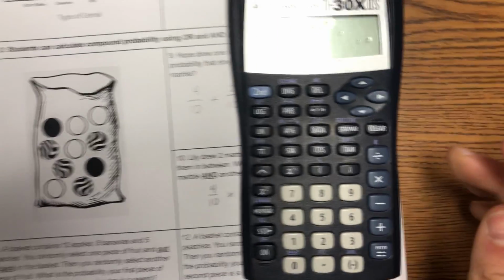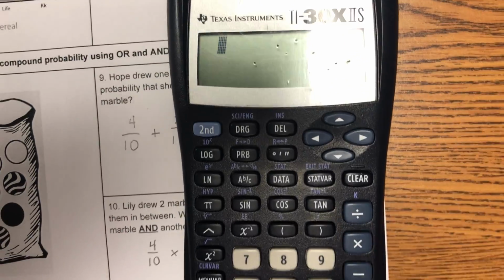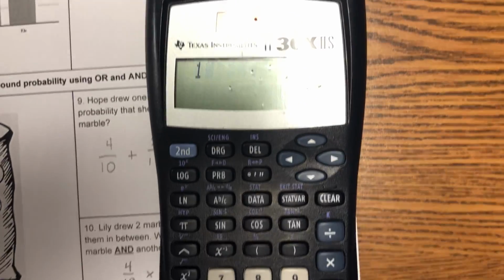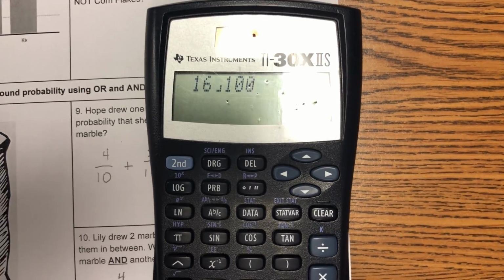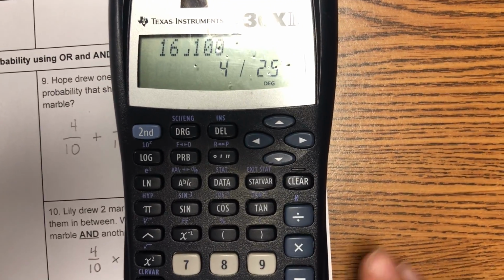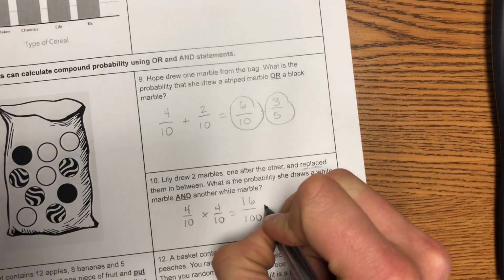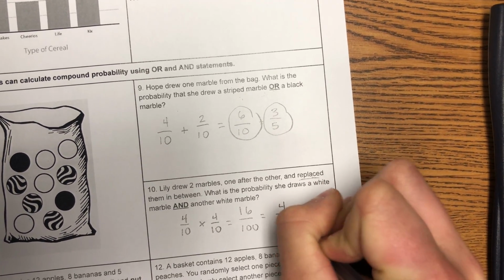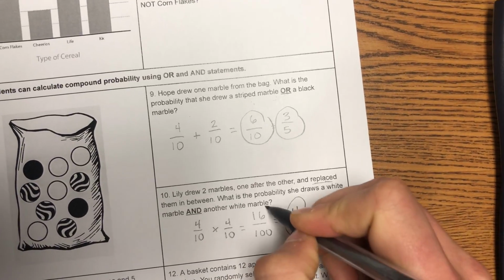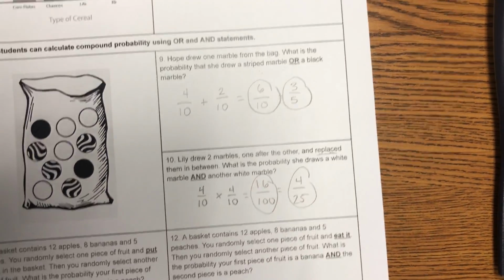If I wanted to simplify it and use my calculator, I think this is what I saw a lot of people doing. They did 16 over 100 like this, and it simplifies down to 4 over 25. You could have also just divided each part by 4 and you would get the same thing. But either of those would work for your answer.